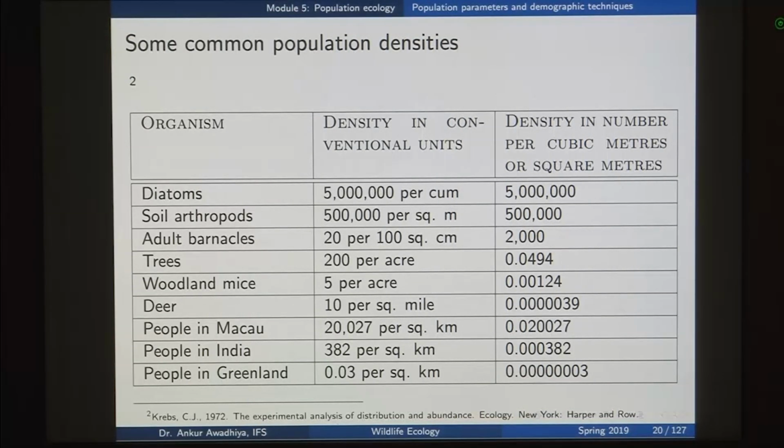So, for instance, in the case of our tiger reserves, the density of cheetal or the density of sambar is going to be much higher than the density of tigers.